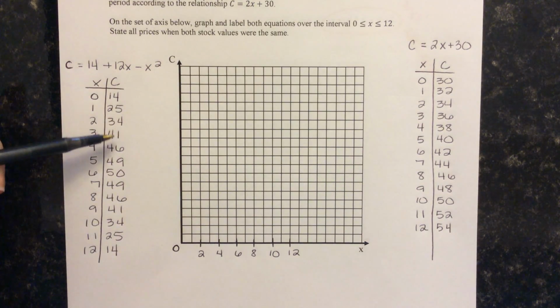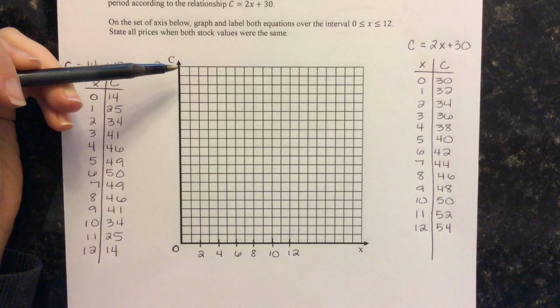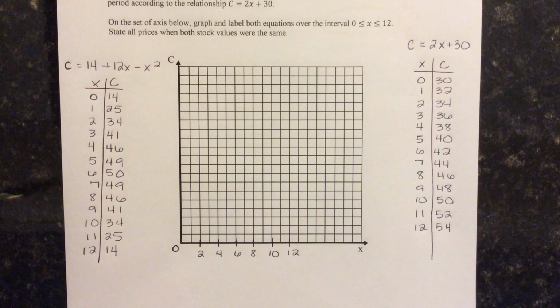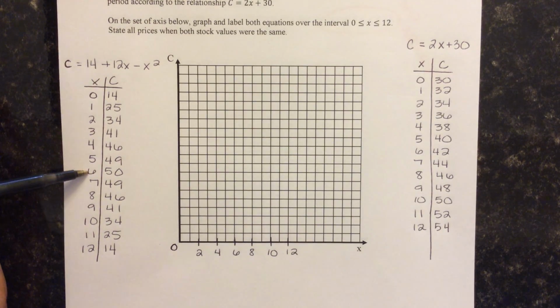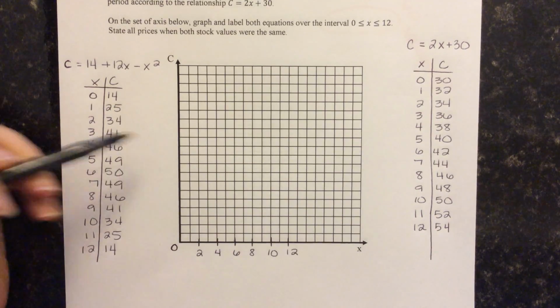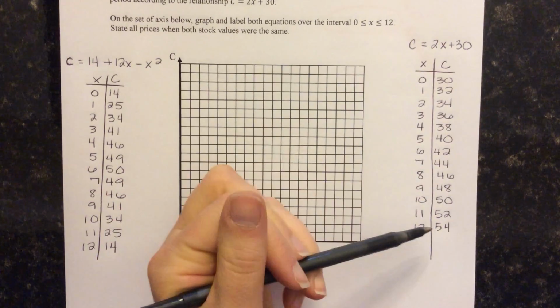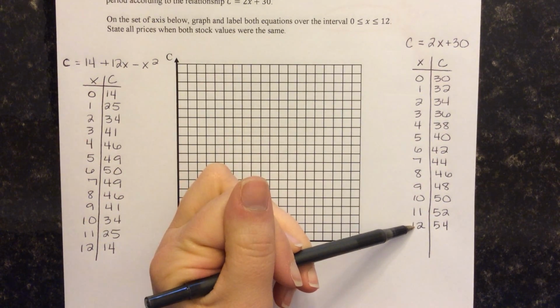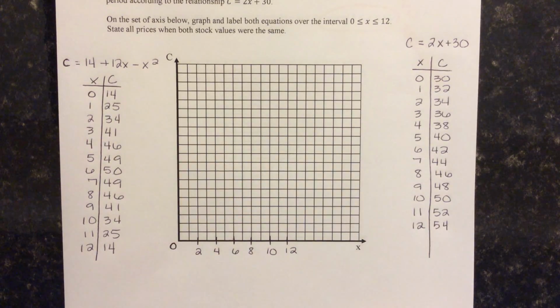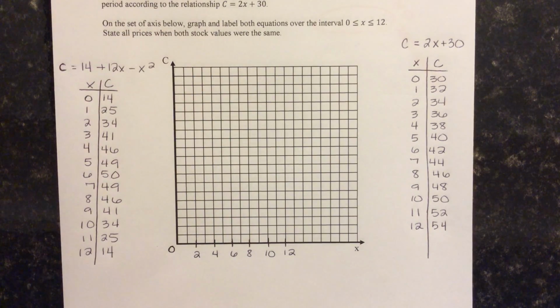I need to look at these and try to figure out how high this needs to go. I need to be able to see all of these values on this graph. So in this case, I see 50 being the turning point of this parabola. That's the max, so that's the highest point there. And then for this, I notice 54 is the highest point there. Remember you want to spread this out as much as you can.